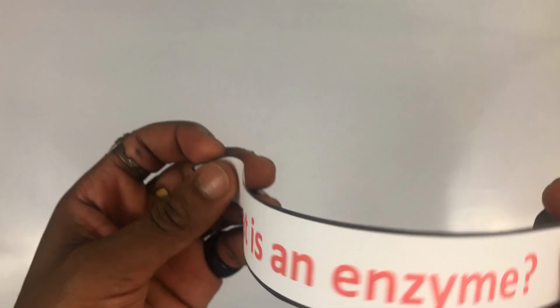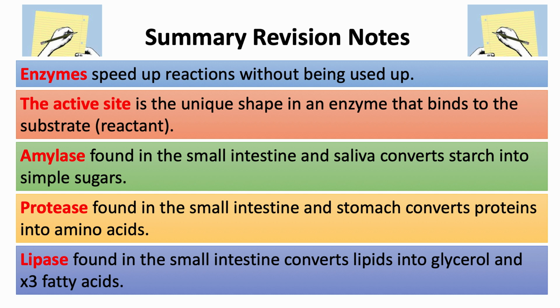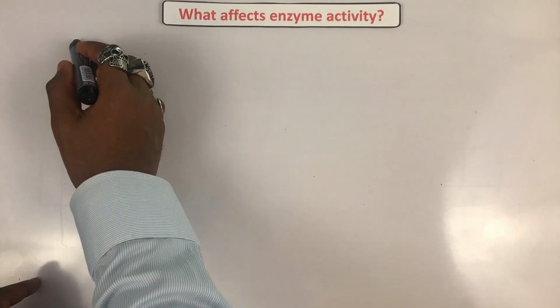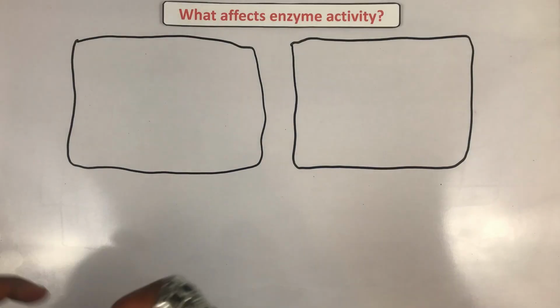Now here are some summary notes of all of that information, yeah? Pause the video, make sure you understand all of that before we move on. Now we've seen what enzymes do under normal conditions. There are 2 main things that can affect how well your enzymes work. This is called the enzyme activity.